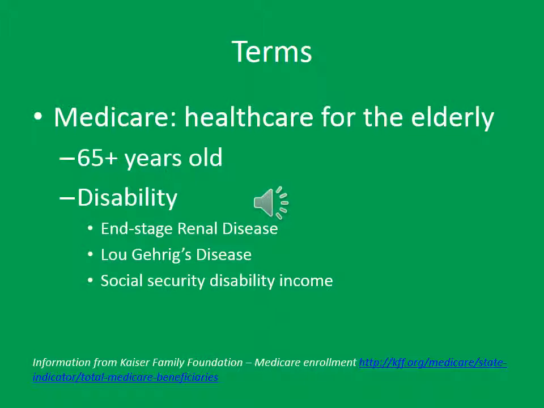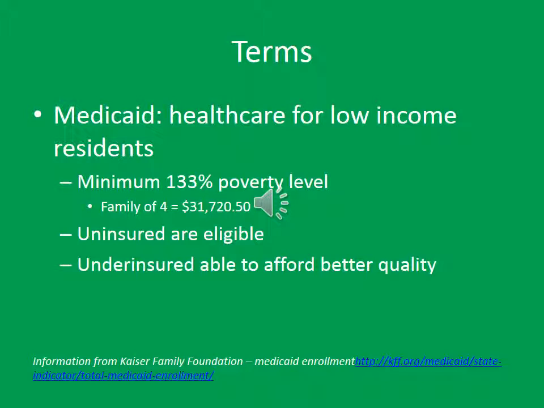Before I go on, I'd like to explain some terms used in American healthcare. Medicare is healthcare for the elderly, in which you have to be above 65 years old or disabled. Medicaid is health care for the low income. Basically, you have to be below 133% of the poverty level.